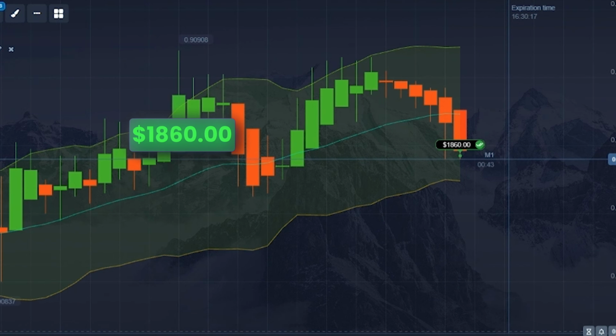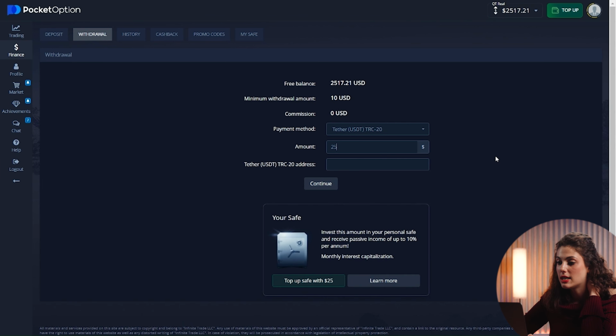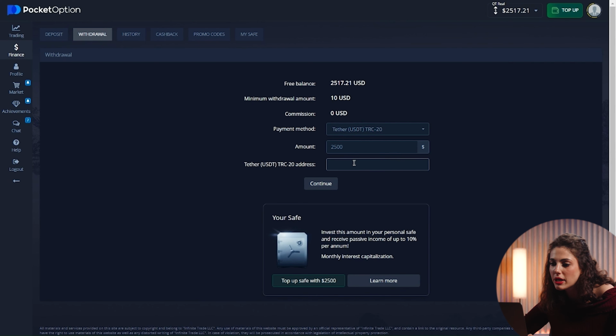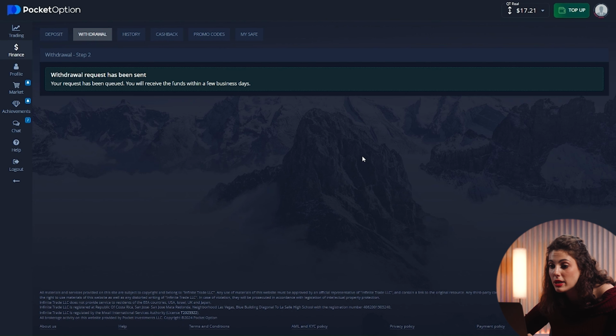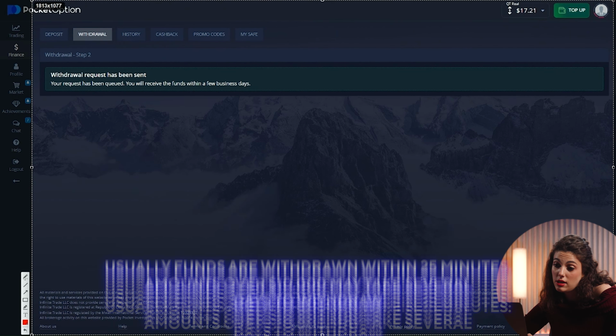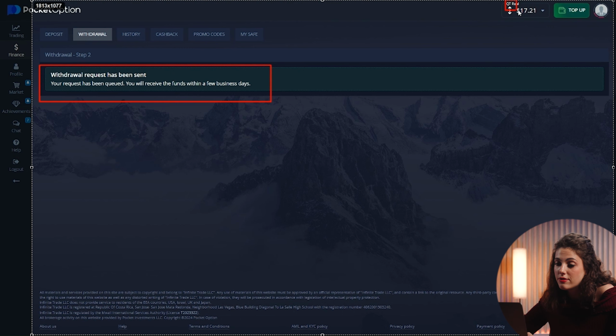$2,500. How do you like that result? A great amount in the account, which I suggest we withdraw to the wallet. I'll withdraw almost the entire amount. For this, I entered $2,500 in the corresponding field of the withdrawal form. I enter my crypto wallet address and click Continue. So, here is a message saying that the withdrawal request may take several days to process, but this is only for amounts over $10,000, as the broker conducts additional checks in such cases. This doesn't concern me now. $17 left on the balance.